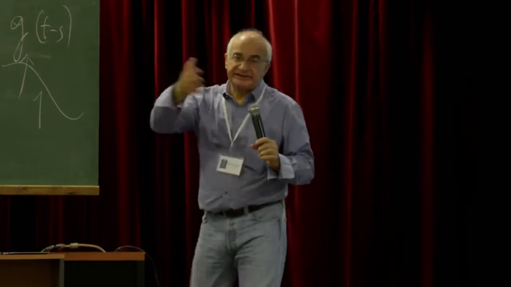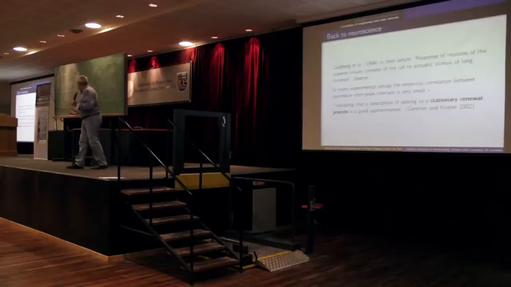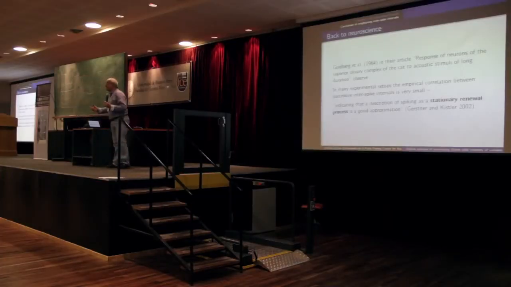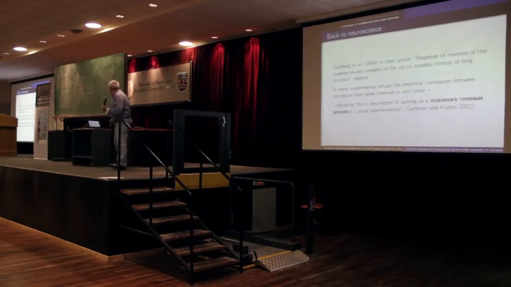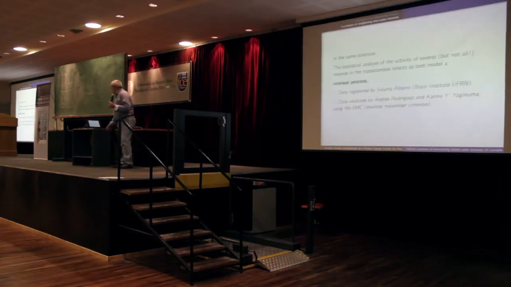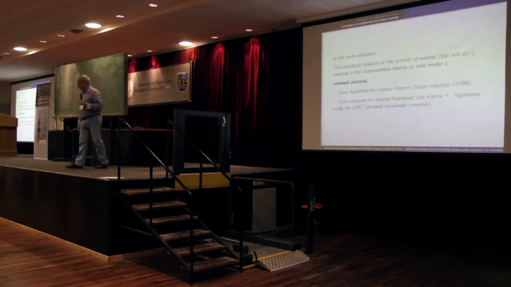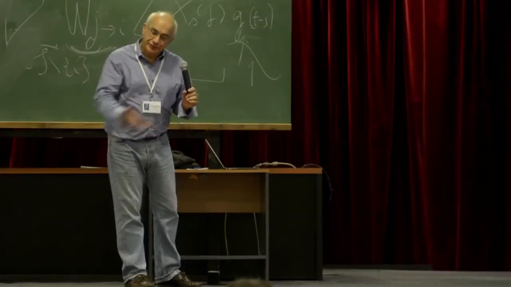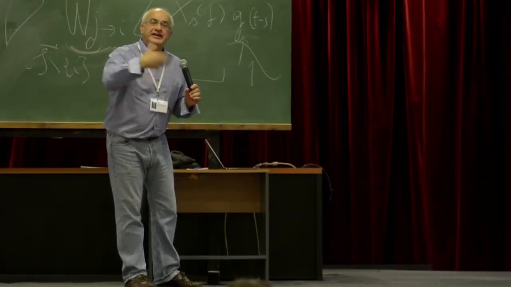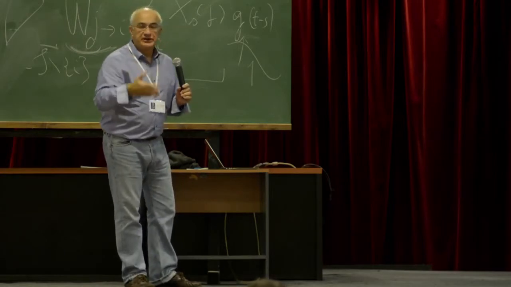Okay? So that is a basic observation. And it turns out that looking at the data produced by Siddhartha Ribeiro a few years ago, we found the same thing. I had a set of data produced by Siddhartha Ribeiro from the Brain Institute of Natal, and I had two students, Andrés Rodriguez and Karine Ajnuma. They looked at the data using the smallest maximizer criterion, and they found the renewal process. So I can tell you that you can find this kind of renewal procedure looking at data.